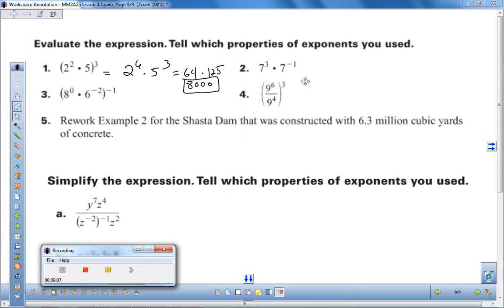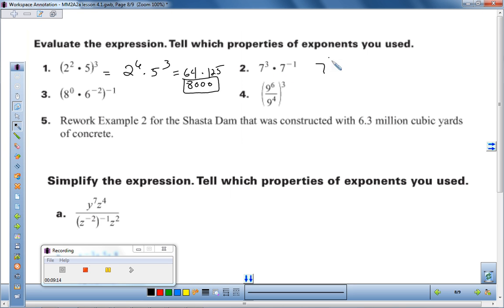And then number 2, we have these. We have a negative exponent, which we could go ahead and deal with, but I'm going to deal with it this way, so that we end up with 7 squared, so we end up with 49.